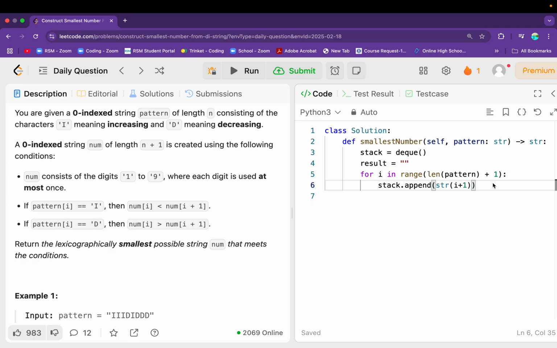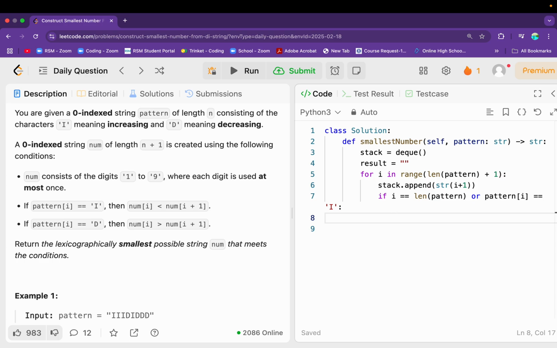Now, what if in the current index i, we've reached the end of the pattern? Meaning i is equal to the length of the pattern, the last index of the pattern, or we have currently an increasing element, or basically we want our current element to then be increasing. So if it's equal to the string's I, or we've actually hit the end of the pattern, then we have to pop from the stack.